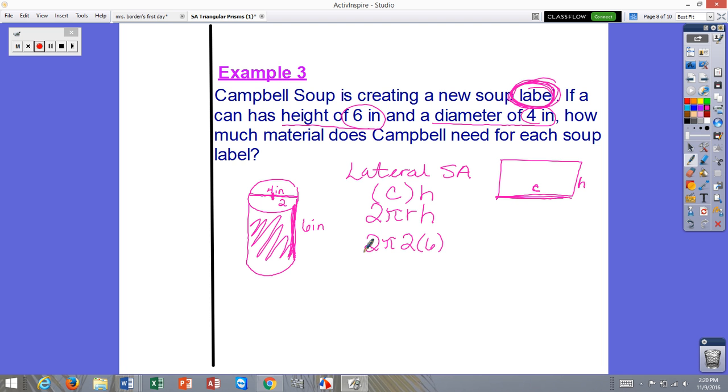So we can multiply this in any order. I told you guys in class, get all the whole numbers multiplied together first. Okay, so 2 times 2 is 4. And if I take 4 and multiply by 6, I get 24. So 24 pi is the lateral surface area. Okay? 24 times 3.14 would be approximately 75.36 inches squared would be my label on my soup can.